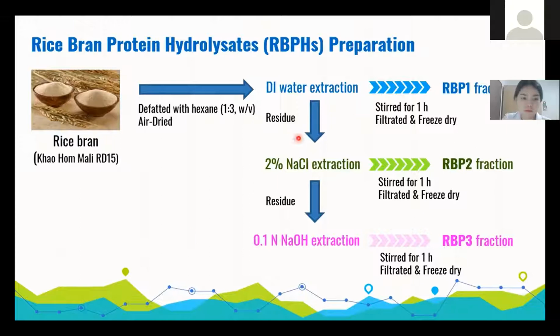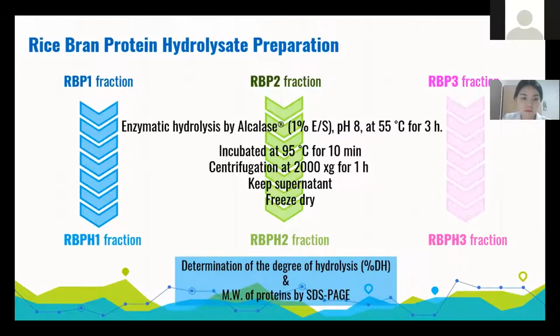The residue after this step was extracted twice with 2% sodium chloride and filtered to obtain RBP2 fraction. Finally, the residue was extracted twice with 0.1 normal sodium hydroxide and filtered to obtain RBP3 fraction. In the next step, all RBP fractions were hydrolyzed with alcalase enzyme.